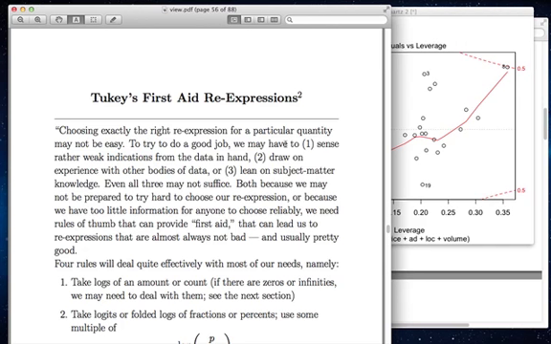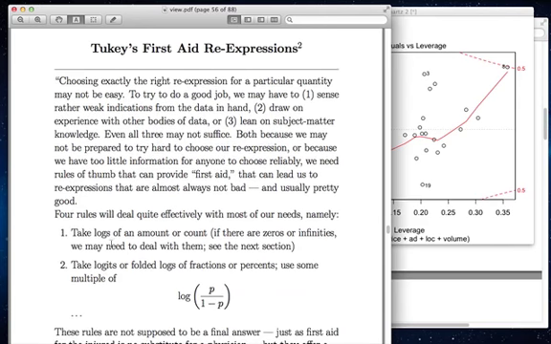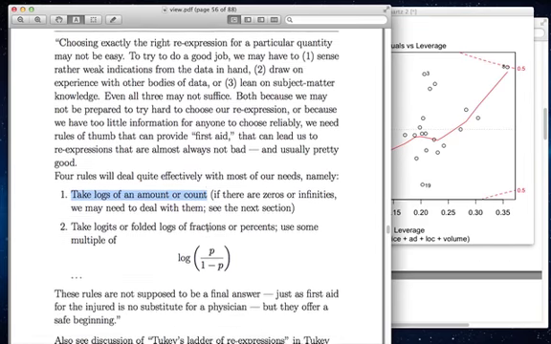There's a very famous quote from John Tukey, and he gives a little bit of advice. You can read this yourself. These are called his first aid transformations. This is, I think, very good advice. Whenever you have an amount or a count, log it. That works 95% of the time. Occasionally there are amounts or counts where you don't want to log them, but usually you do.